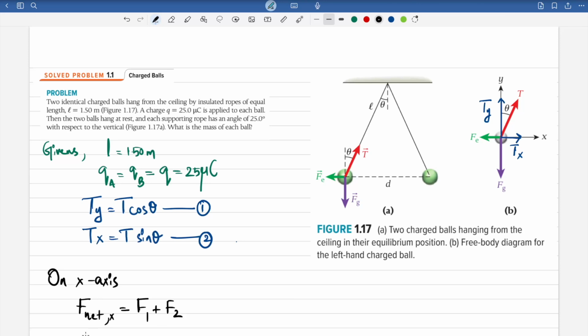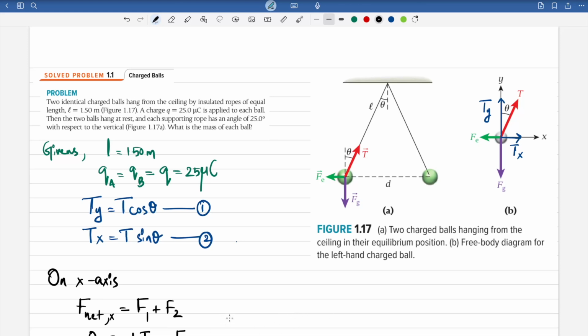What is net force here? There is no net force because there is no movement, acceleration is 0, so net force is 0. What is F1? F1 is Tx, it's going to the right, so take it as positive. And what about the second force? It's minus Fe because it's going to the left.